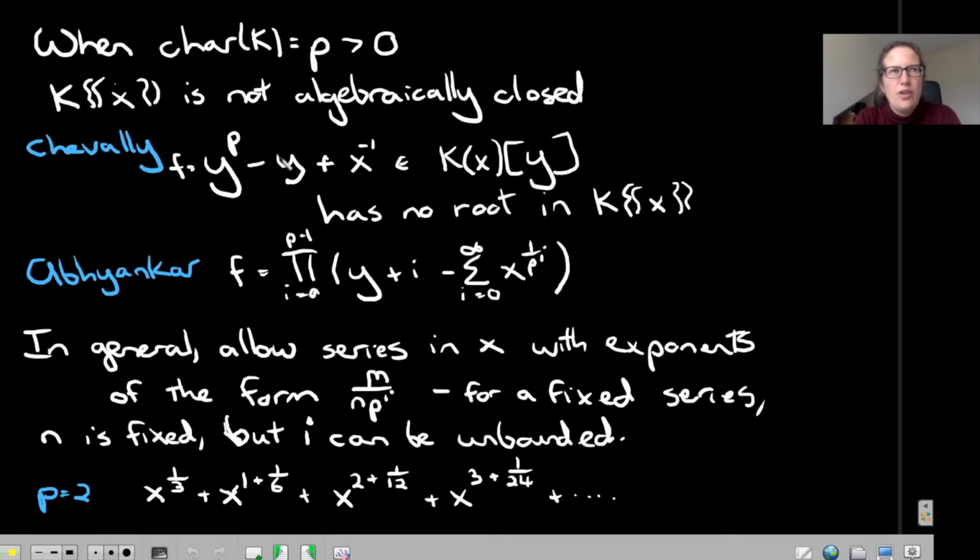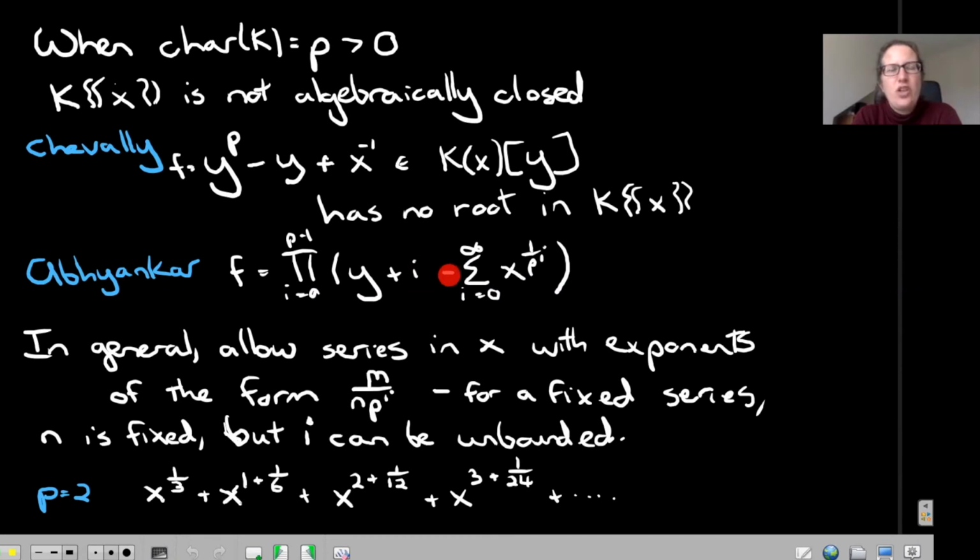it would have a root, but in characteristic p, and sorry, here I should have said k, if k is a field of characteristic p here. So in that case, Chevalley pointed out that there is no root here, and then Abhyankar said, well, actually, if I go to a different field, then I do get a root. So what we can say is, instead, the problem is, well, so what are the roots?